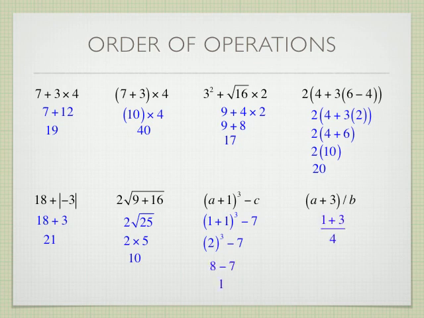For this one, I substitute everybody in. Again, I don't have parentheses, but I do have grouping. That numerator is grouped together. So I do 1 plus 3 is 4. I get 4 over 4, which is 1.